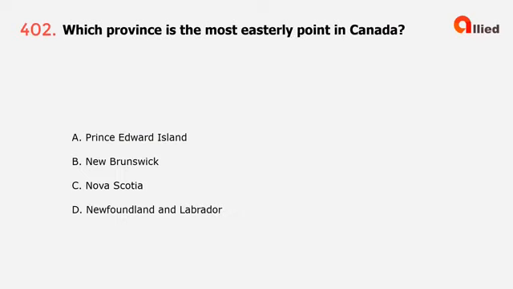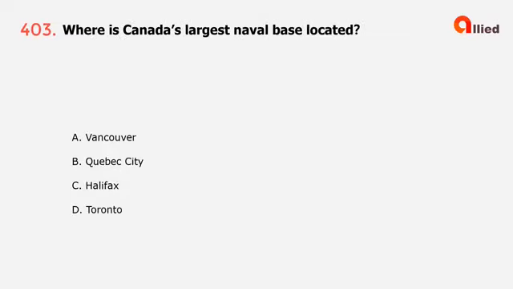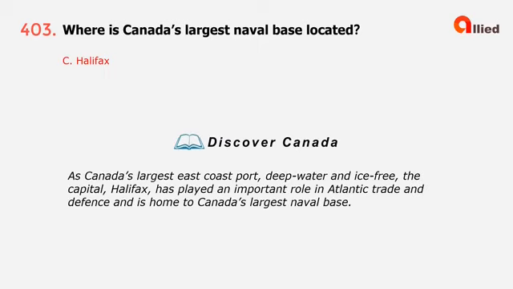Question 402. Which province is the most easterly point in Canada? A. Prince Edward Island. B. New Brunswick. C. Nova Scotia. D. Newfoundland and Labrador. The answer is D. Newfoundland and Labrador. Question 403. Where is Canada's largest naval base located? A. Vancouver. B. Quebec City. C. Halifax. D. Toronto. The answer is C. Halifax.